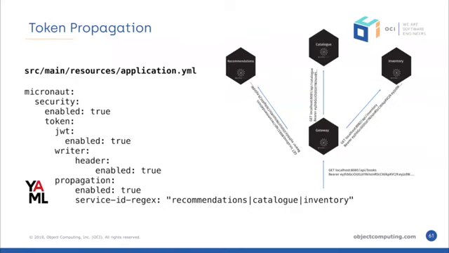And then you don't want to propagate the token everywhere, so you need to specify the service IDs. If you use the Micronaut HTTP client, the name that you put in the @Client annotation will be the service ID. You can have a regular expression to match the services that you want to propagate to, or even match URLs with a regular expression. So really powerful. It makes it a joy to work with security in Micronaut services because security gets out of the way while still being there.